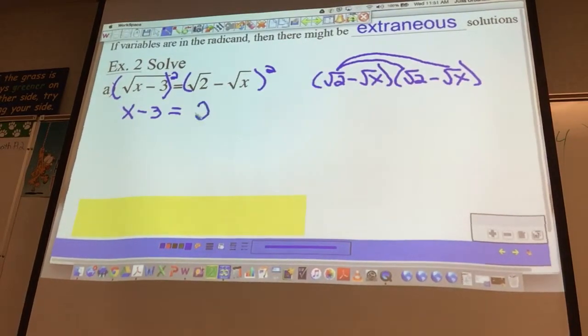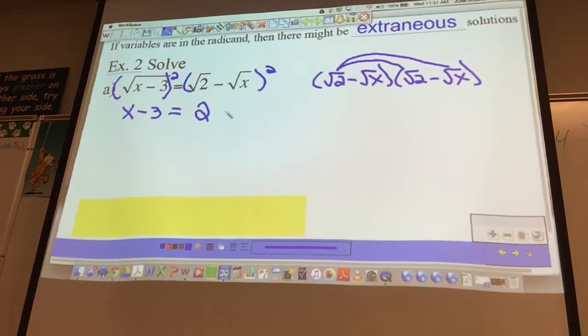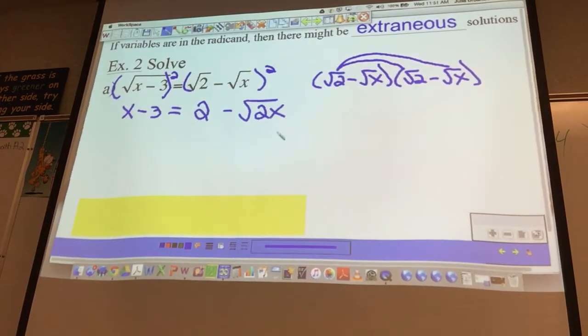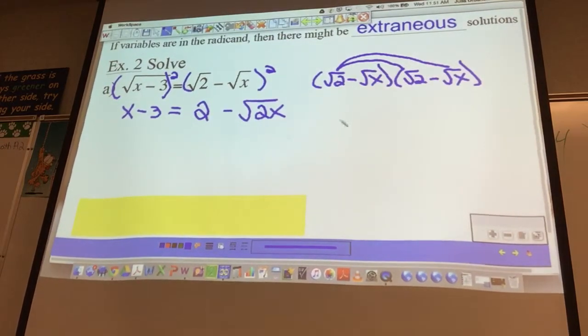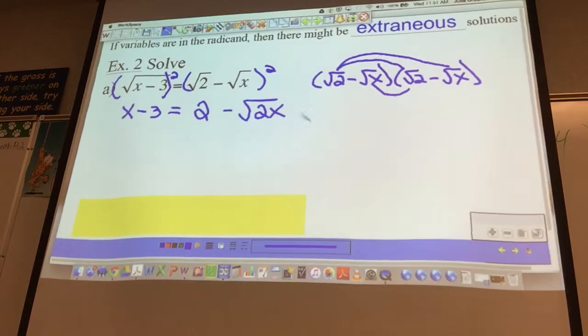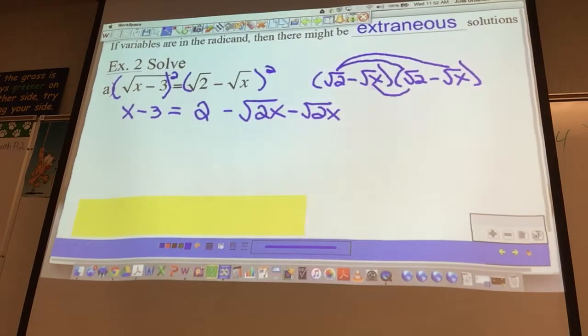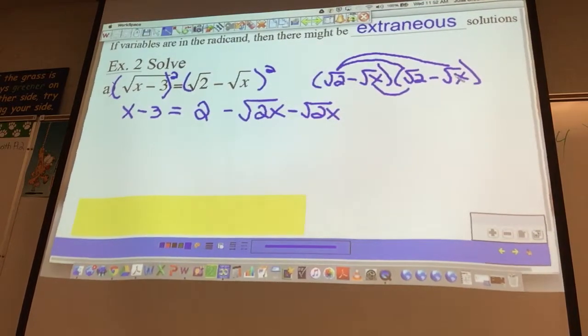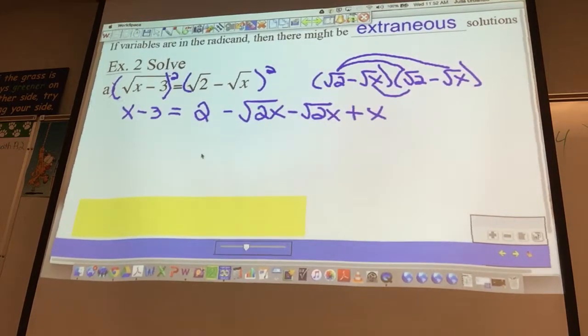radical 2 times radical 2 becomes 2. That's the first. Do the outside. Radical 2 times radical x is minus radical 2x. And then we're going to do the inside, minus radical 2x. And then last is going to be negative radical x times negative radical x. Do you know what that is? Positive x. Good.